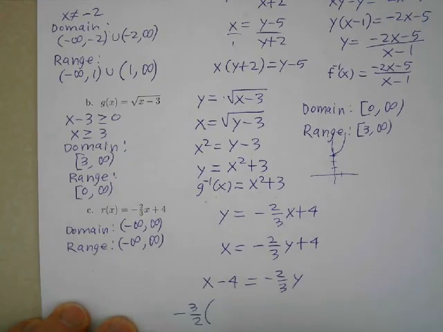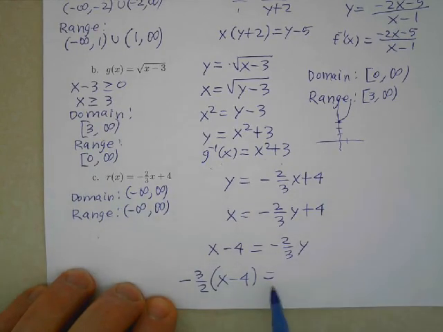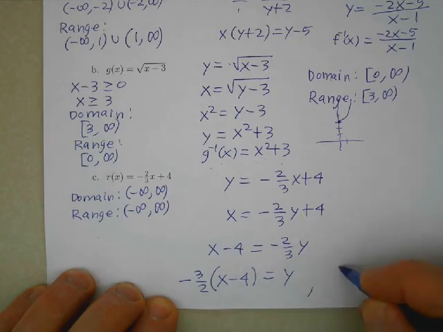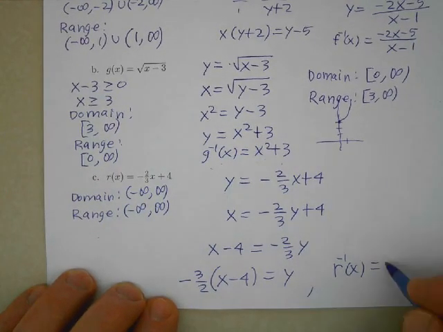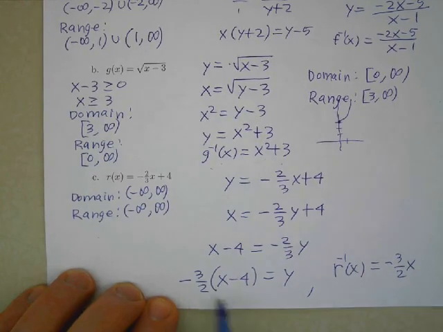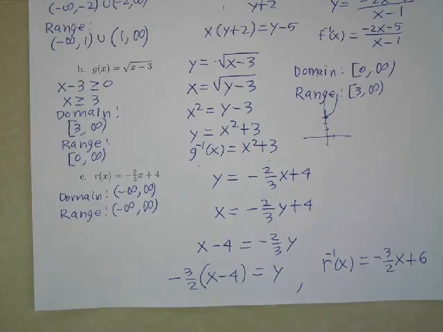So negative 3/2 times the quantity x minus 4. And then negative 3/2 times negative 2/3 y is just y. And then we'll write this as r inverse of x, and we'll do a little bit more arithmetic. Negative 3/2 times x is negative 3/2 x. And negative 3/2 times negative 4 is positive 12/2, or positive 6. So r inverse is negative 3/2 x plus 6. Its domain is all real numbers, and so is its range, all real numbers.